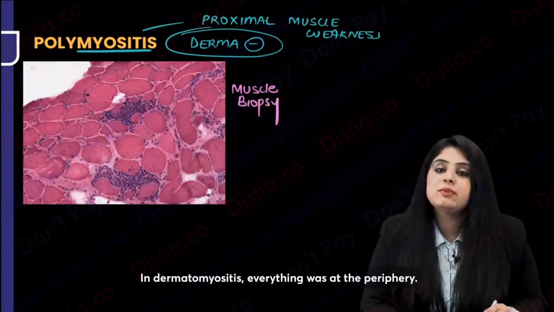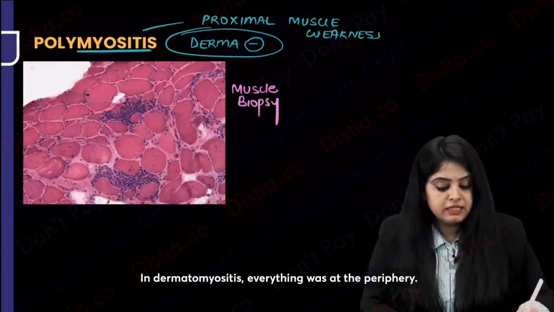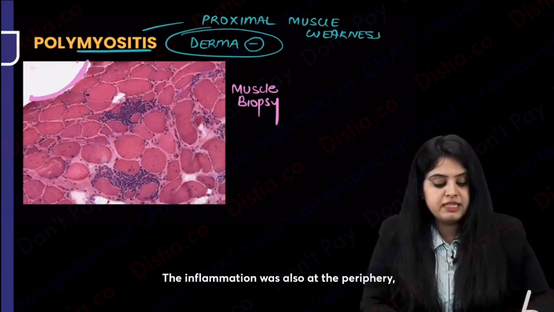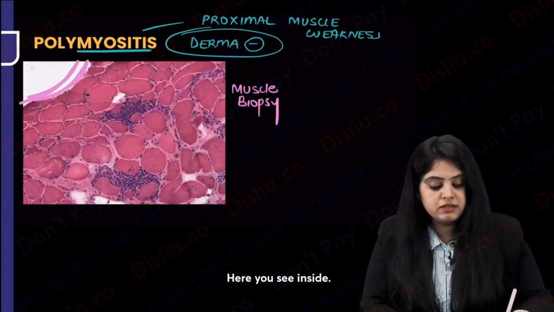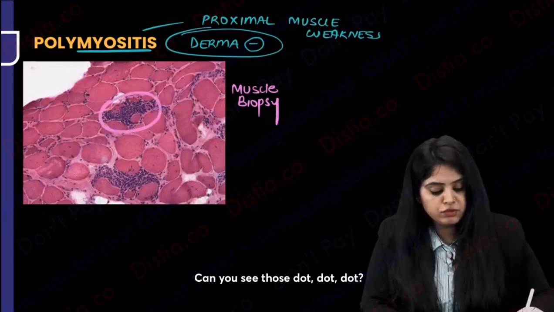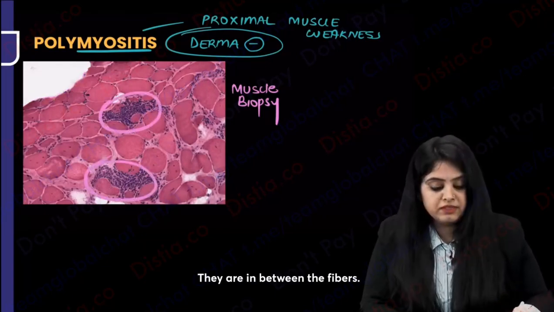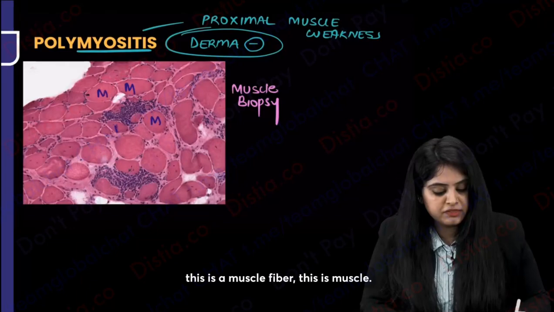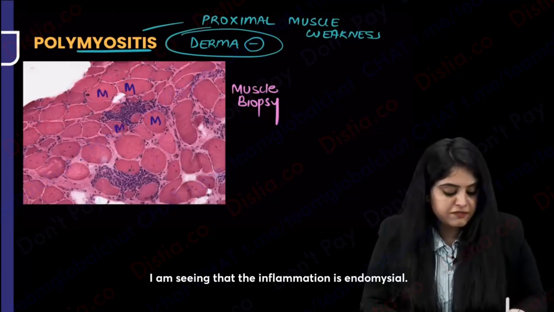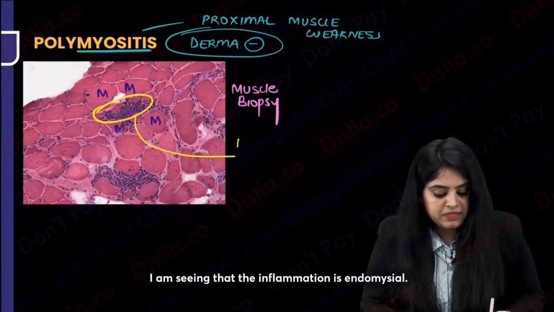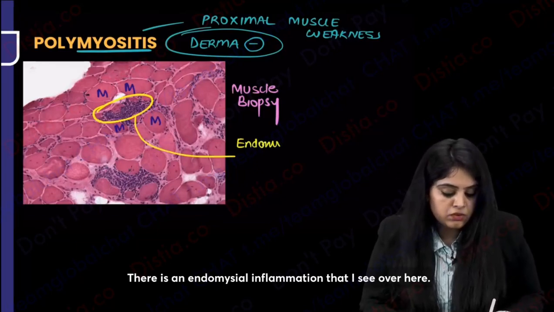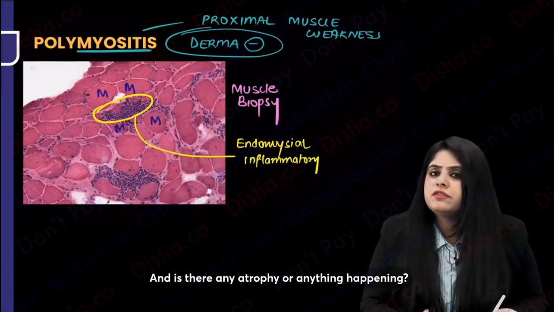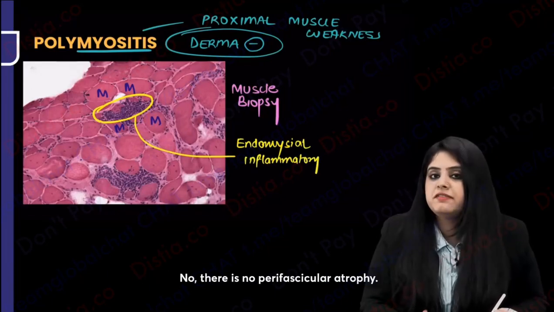Do you remember in dermatomyositis, everything was at the periphery. The inflammation was also at the periphery. The atrophy was also at the periphery. Here you see inside. Can you see those dots? They are in between the fibers. You can see if this is a muscle fiber, this is a muscle fiber, this is muscle. I am seeing that the inflammation is endomysial. There is an endomysial inflammation that I see over here. And is there any atrophy or anything happening? No, there is no perifascicular atrophy.